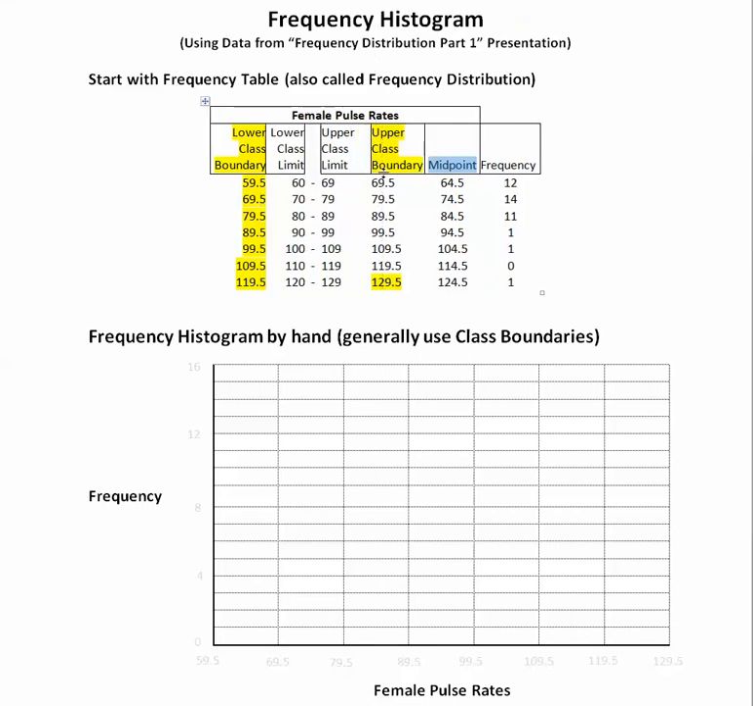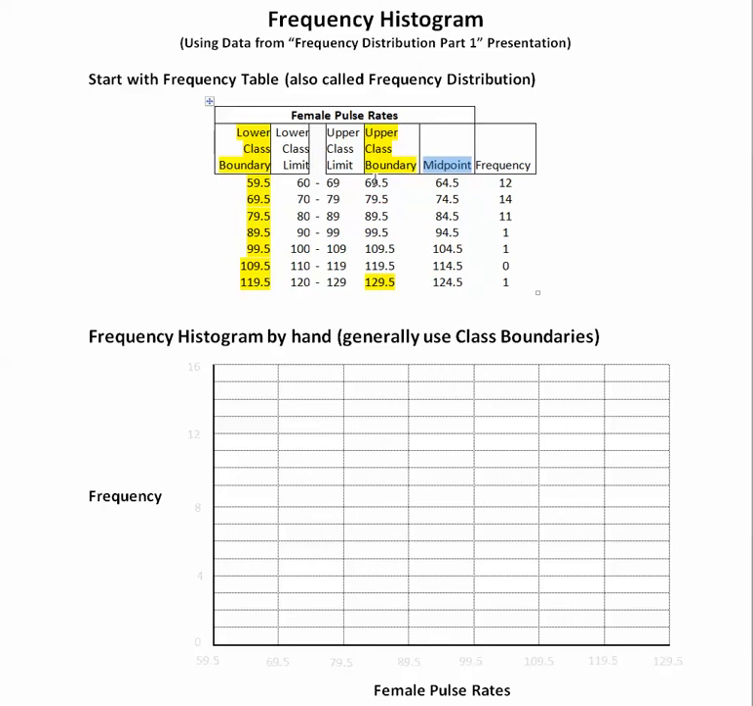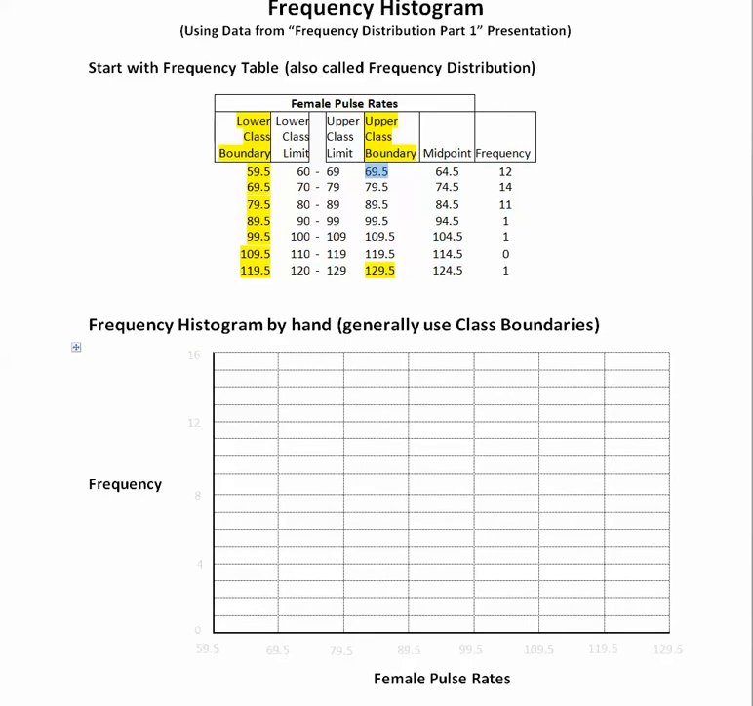You can see we have 69.5 here and we have 69.5 here. We have 79.5 here, we have 79.5 here. Same with 89.5 and so on. So while it looks like we have a whole bunch of class boundaries here, many of them are repeated. So we really only have 1, 2, 3, 4, 5, 6, 7, 8 total class boundaries when you eliminate the duplication. And those 8 class boundaries are going to be the main thing that we use to set up our histogram.